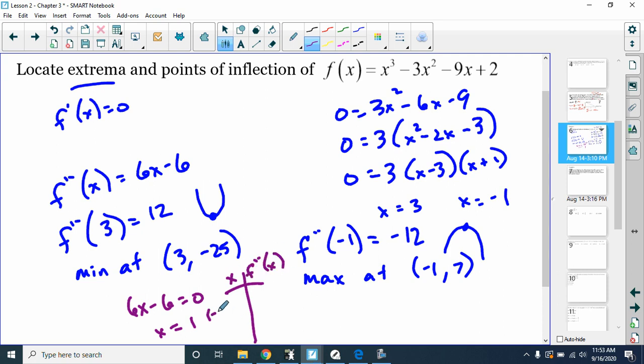We are checking to see, does the second derivative change sign at x equals 1? So if I plug in 0, I get negative. So the graph is concave down from negative infinity until 1. If I plug in 2, I get positive. So I do have a point of inflection. It changed concavity at an x value of 1, and then you can get the y value. Negative 9, I think.